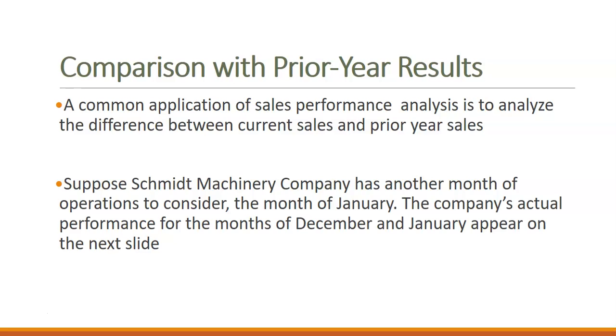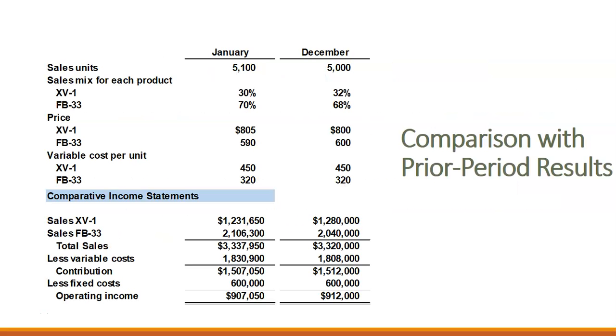When we look at results from one year to another in our sales mix analysis, we're going to look at performance analysis to see if we had varying performance and what effect that had on our results. So we're going to look at the prior period results and see how that affects our information. So we have the Schmidt example that we're still looking at. So in January, we had a sales mix of 30%, 70%. And in December, our sales mix was 32% to 68%.